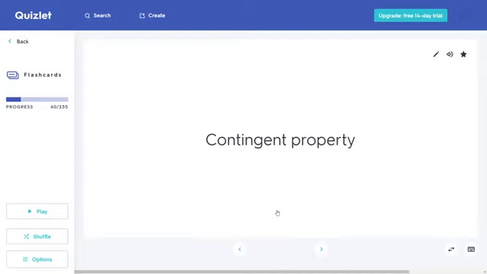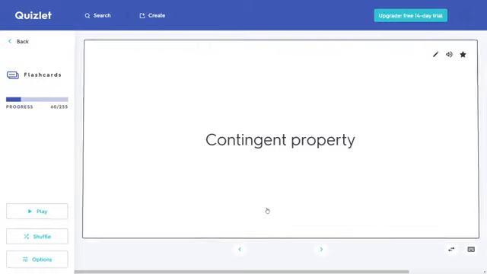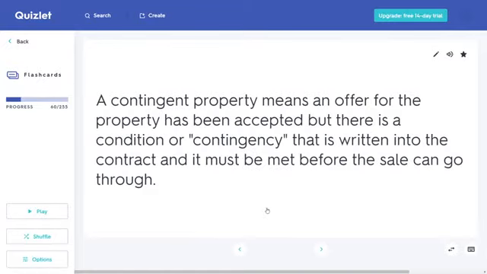So, contingencies listed on a property make the property contingent. Contingent property means an offer for a property has been accepted, but there's a condition or contingency written into the contract, and it must be met before the sale can go through. So, let me explain. Let's say you have a contingency, maybe an appraisal contingency, which remember we talked about in the first video. They're not going to purchase the property unless the appraisal comes back at a point that they'll be able to buy the property.